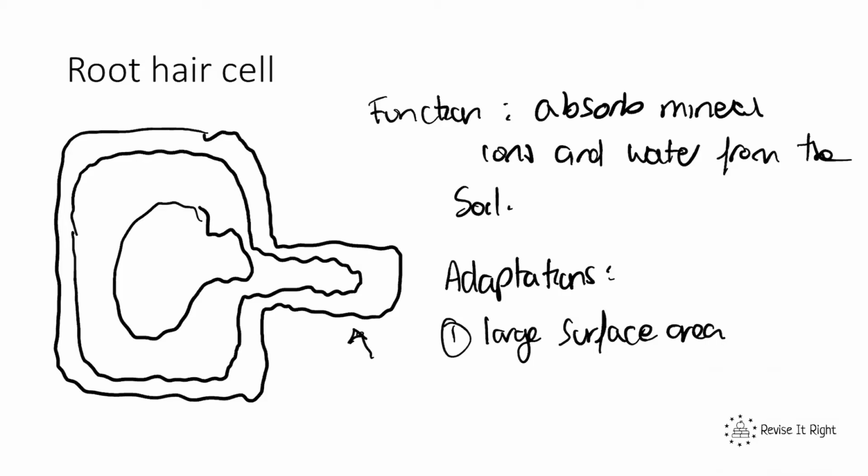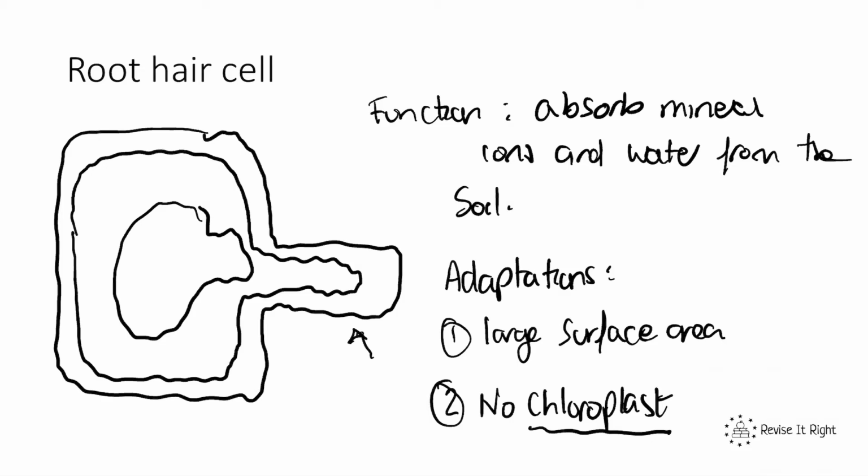Number 2, it contains no chloroplast. Okay, if you remember, the function of the chloroplast is where photosynthesis happens. Now, if you think that these root hair cells are found in the roots and the soil, they're not going to get any light down there, and therefore no photosynthesis is going to take place. So they don't need any chloroplast. Now, this allows the vacuole to be much larger, as it doesn't have to have any chloroplast, so it can have a much larger vacuole.